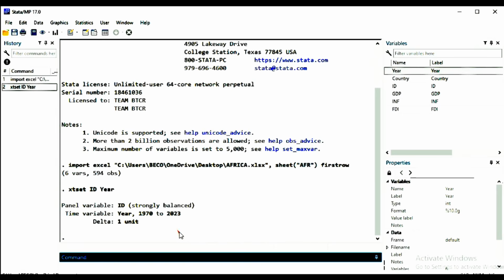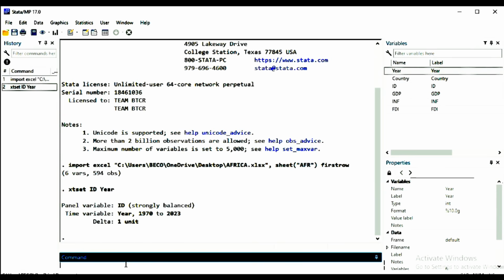That's a good case. And the time variable, as you can see here, is a year, which runs from 1970 through 2023, and delta is 1 unit. That is the gap between two consecutive observations, 1 unit. That's obviously known. So now it is time to run the fixed effects regression using this data set.